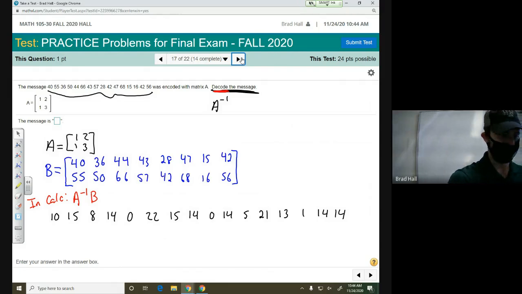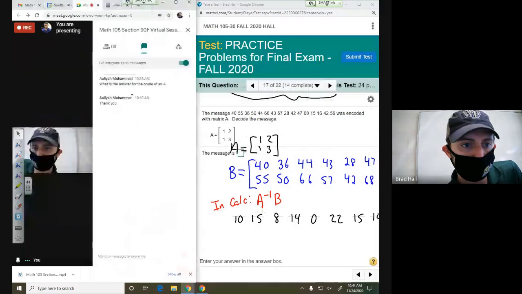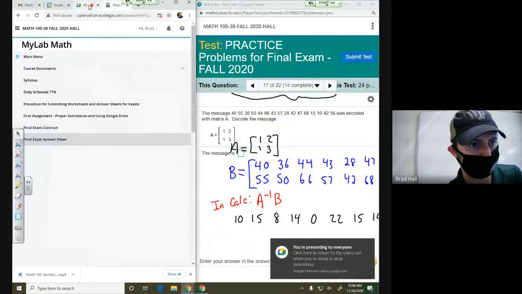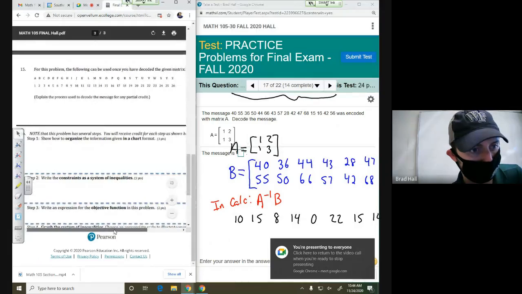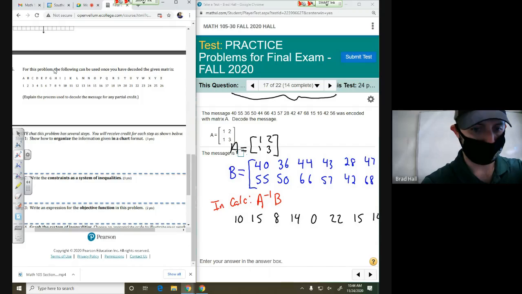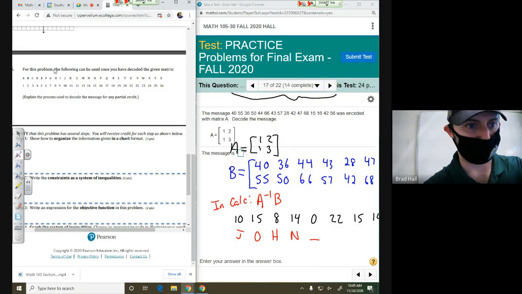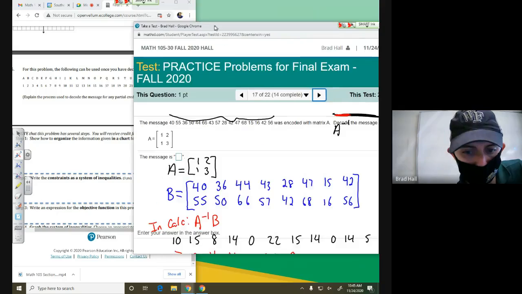So as soon as we figure out what this word is, we can call it a day. If anyone's figured it out, you can tell me now. Other than that, I'm going to have to pull up this thing. All right, so 10 is J, 15 is O, 8 is H, John, and then there's a space, V, O, and then it looks like 14, 14, 0, 14.